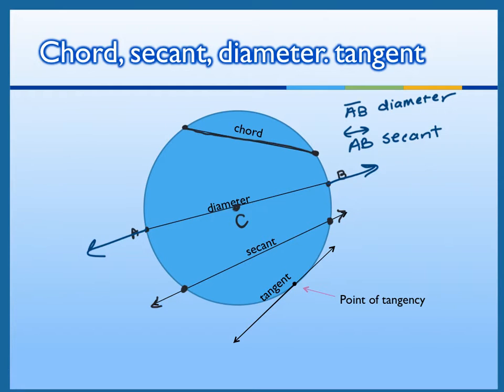Okay, and then the last one is a tangent. So this is a line that only intersects the circle at 1 point. It cannot cross through the circle. It just touches it at 1 point. And that point is called the point of tangency.